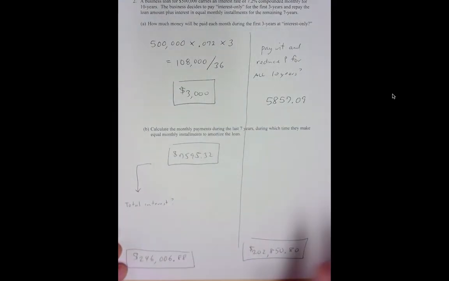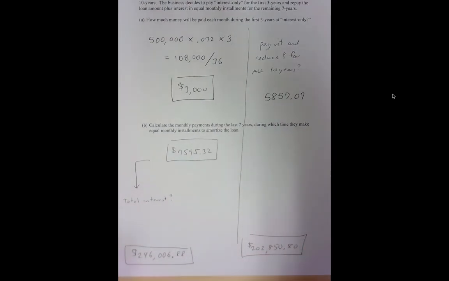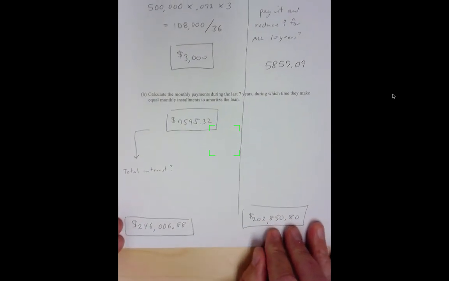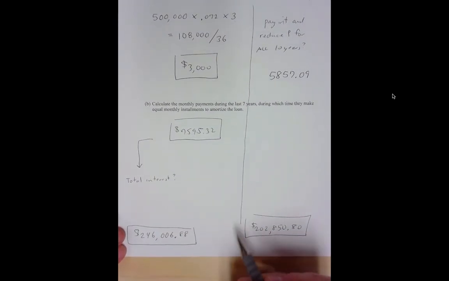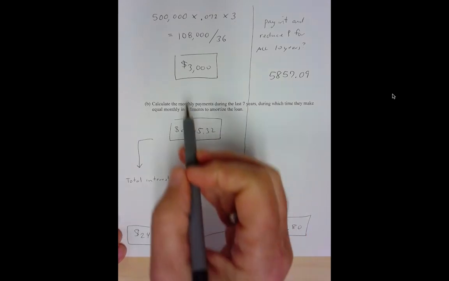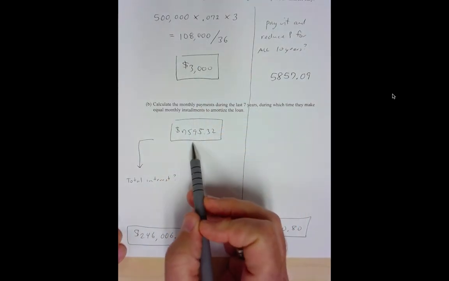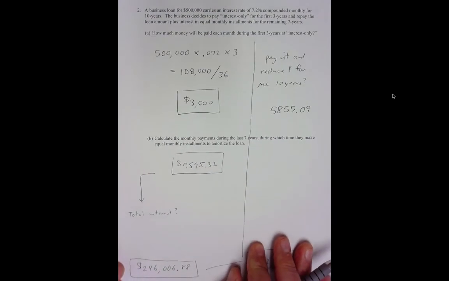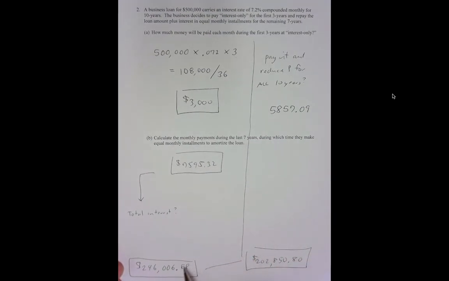Now you might say, well, if you're a good business manager, why in the world would you do the interest only for 3 years and then put your payments toward principal for the last 7 when it costs the company $44,000, $43,000? Well, things like this happen.